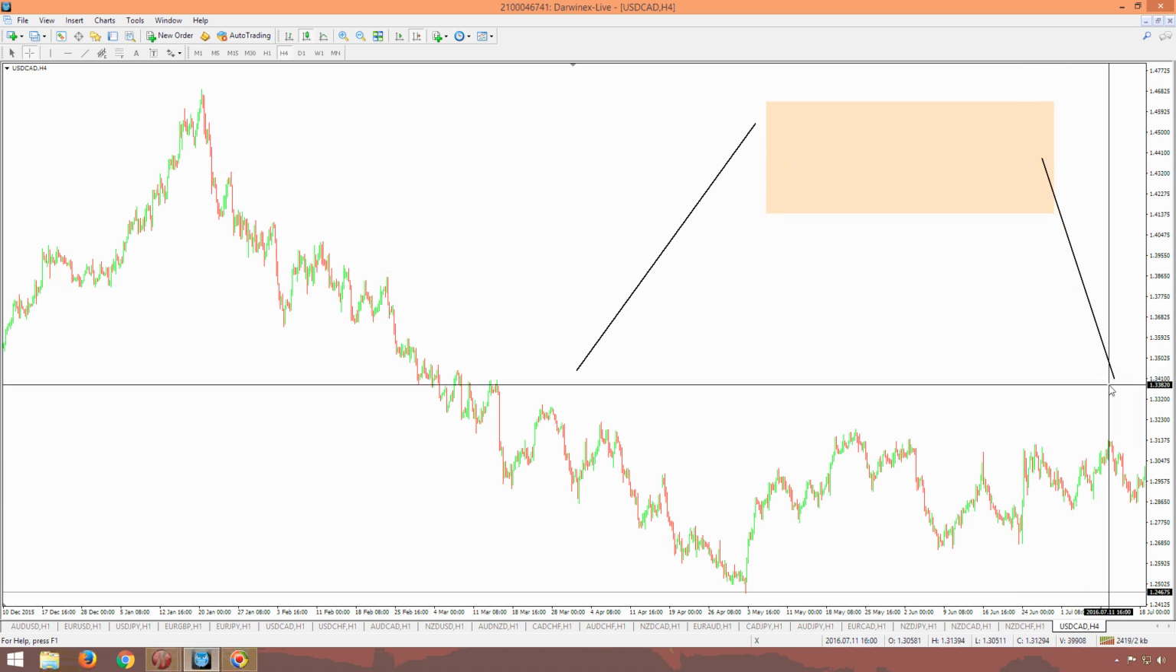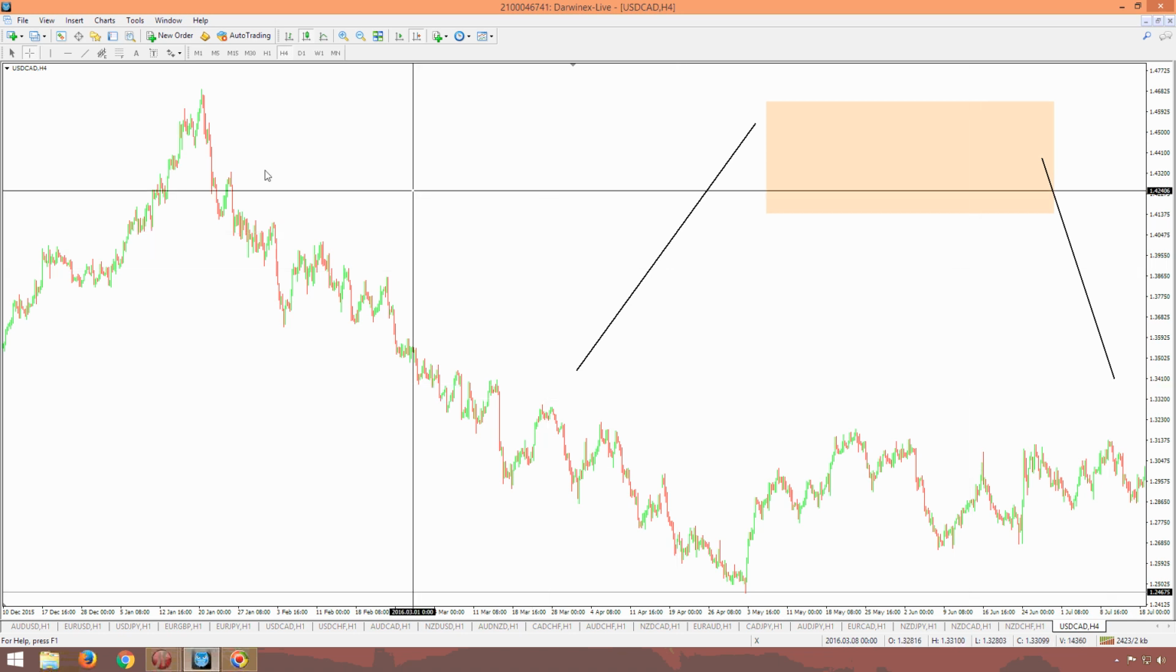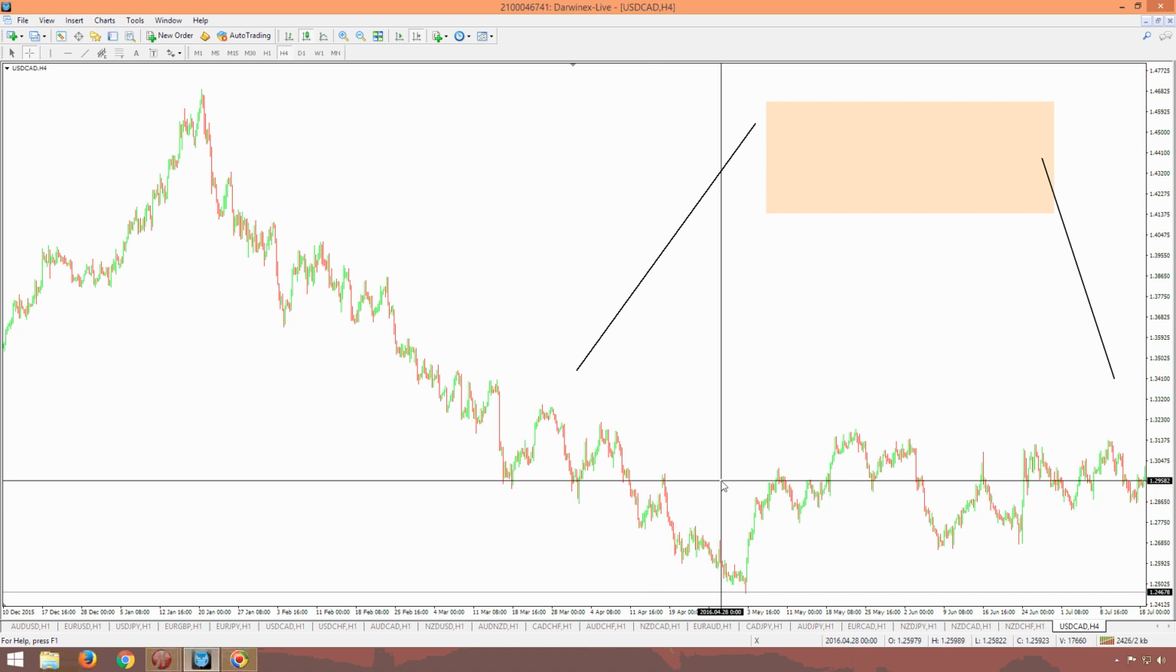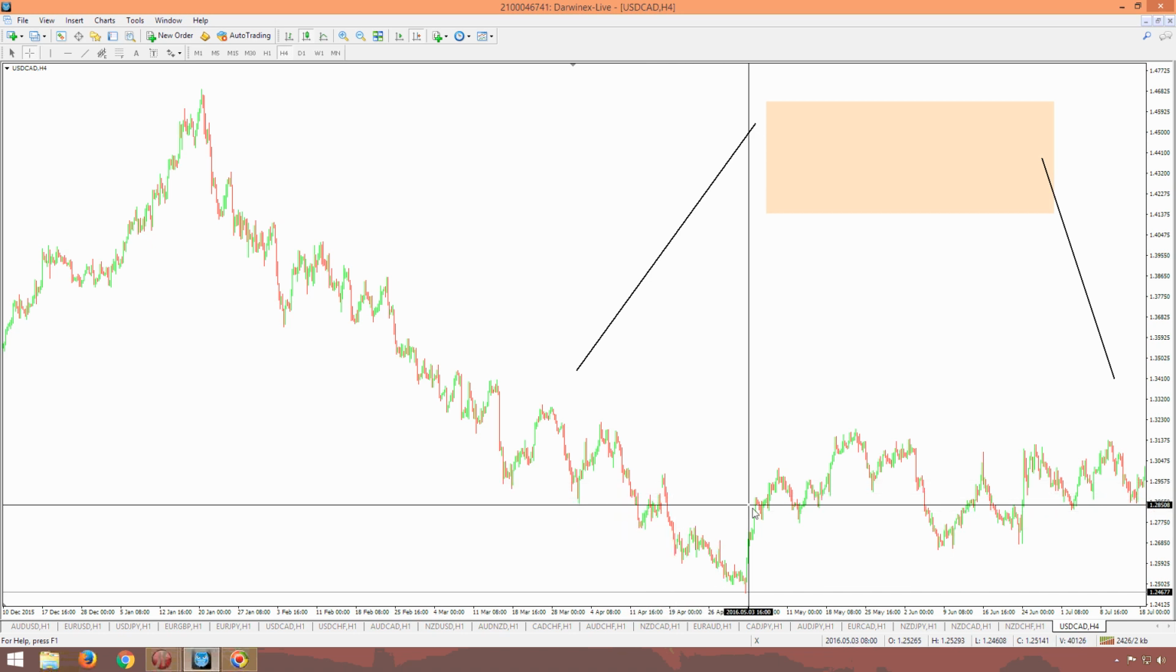A head and shoulders does not always appear at the end of a bullish trend. It can form at the end of a bearish trend. For example, you have a bearish trend like this one, the market forms an inverse head and shoulders pattern, and then it moves to the upside.